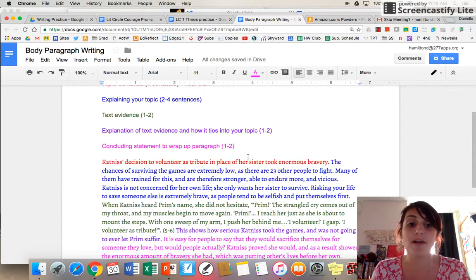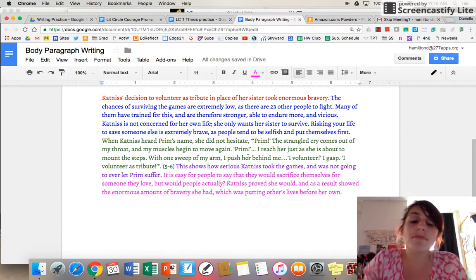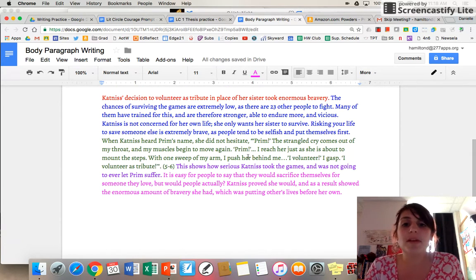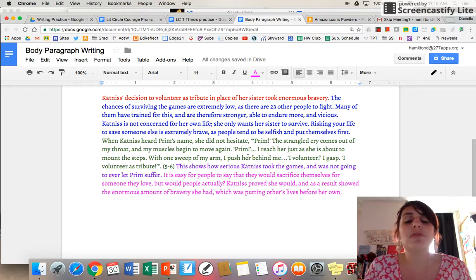So here's my paragraph, and I've color-coded it to help you see what I did. Katniss's decision to volunteer as tribute in place of her sister took enormous bravery. Now I explain my topic sentence. The chances of surviving the games are extremely low, as there are 23 other people to fight. Many of them have trained for this and are therefore stronger, able to endure more, and vicious. Katniss is not concerned for her own life. She only wants her sister to survive. Risking your life to save someone else is extremely brave, as people tend to be selfish and put themselves first.